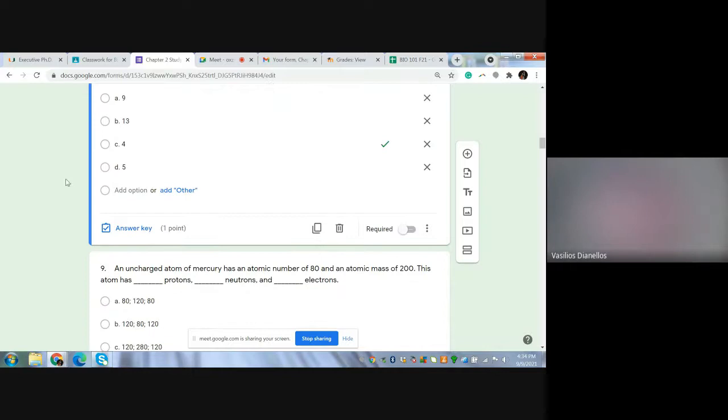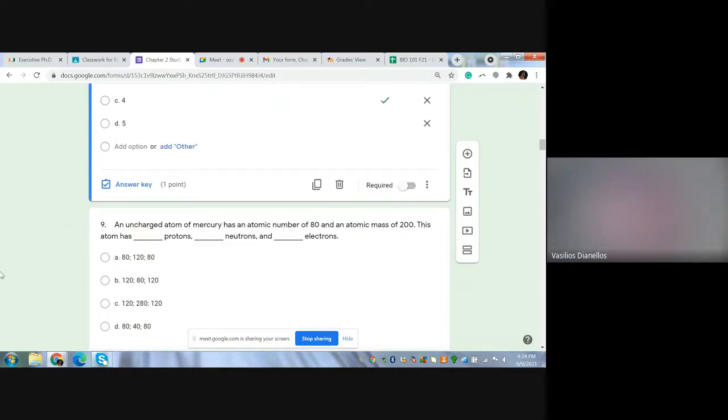Number 9, this one's a little bit math involved as well. An uncharged atom of mercury. All right, so if it's saying uncharged, that means we know the protons equals the electrons. So keep that in the back of your mind as we move forward. An uncharged atom of mercury has an atomic number of 80. All right, there we go right away. And an atomic mass of 200.